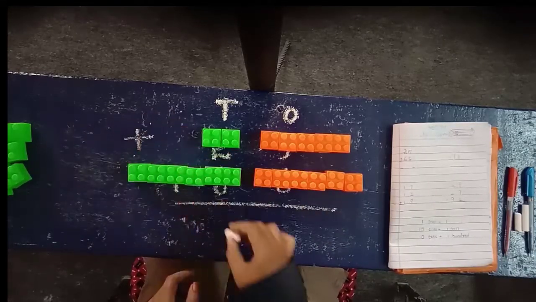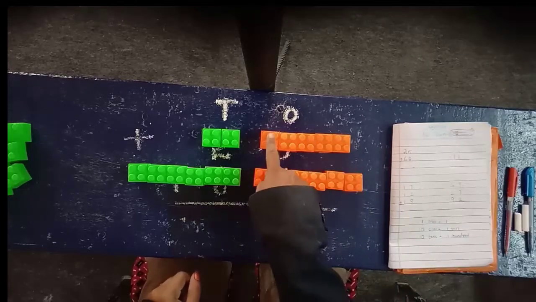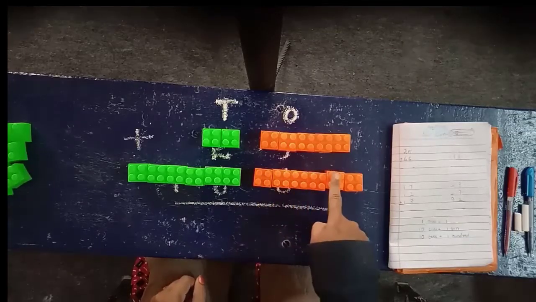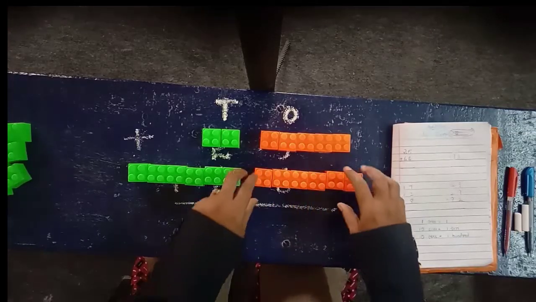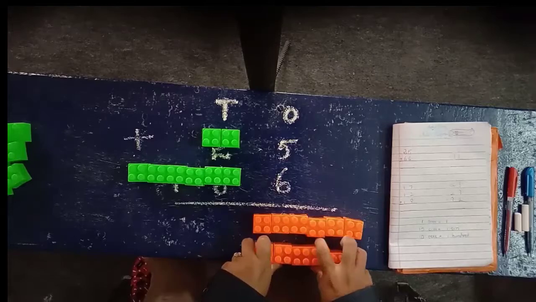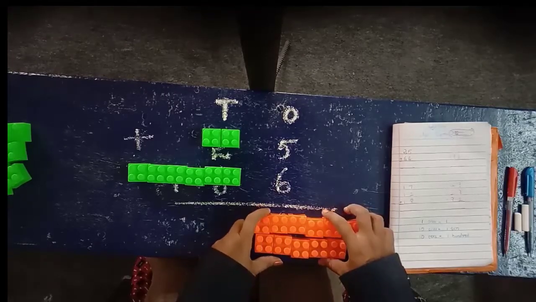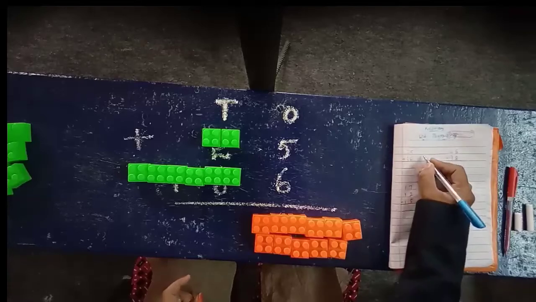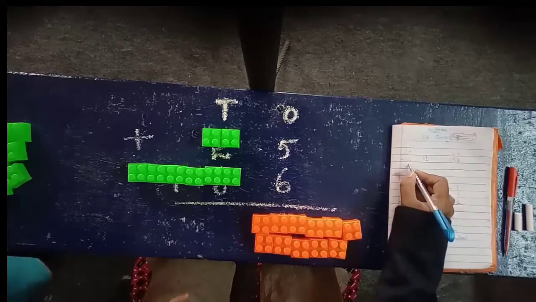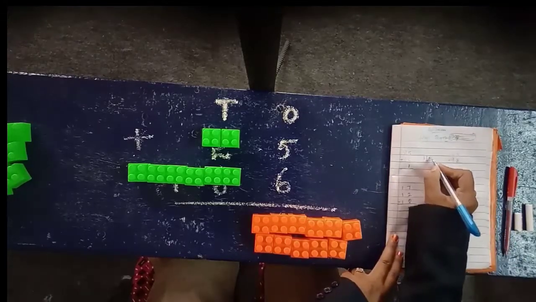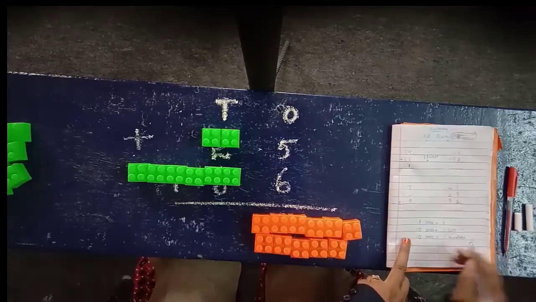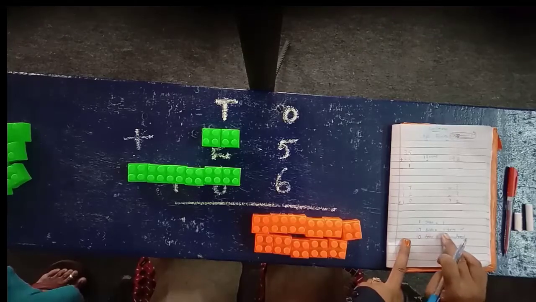Already I told you, now add the ones digits: 1, 2, 3, 4, 5, 6, 7, 8, 9, 10 and 11. So 11 is the answer we are getting, so I am taking 11 blocks here. One more thing I told you, children: 11 is a 2-digit number. So here I can write only one digit as the answer. Now 11 we can write as 10 plus 1 also. So 10 ones is equal to 1 ten.